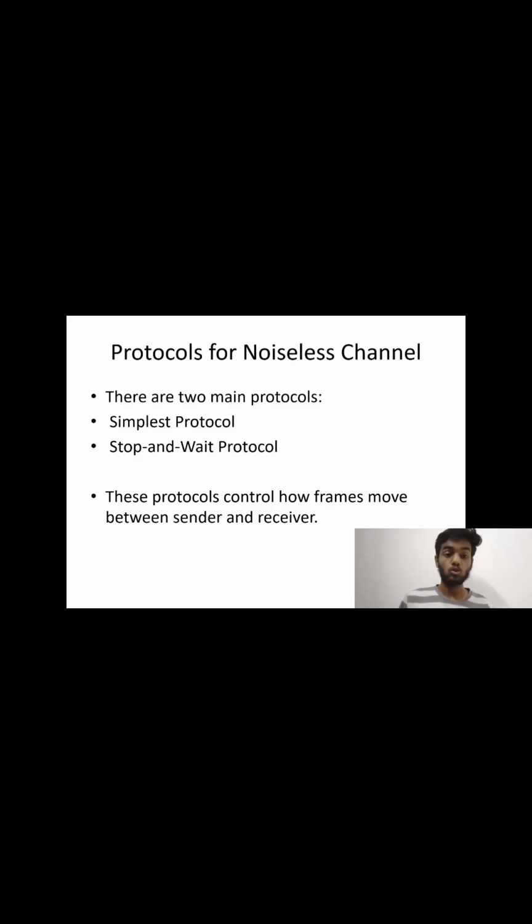The two main protocols of a noiseless channel are the simplest protocol and the stop and wait protocol. These two protocols control how frames are moved from the sender to the receiver. It shows how the frames are transmitted from the sender to the receiver.